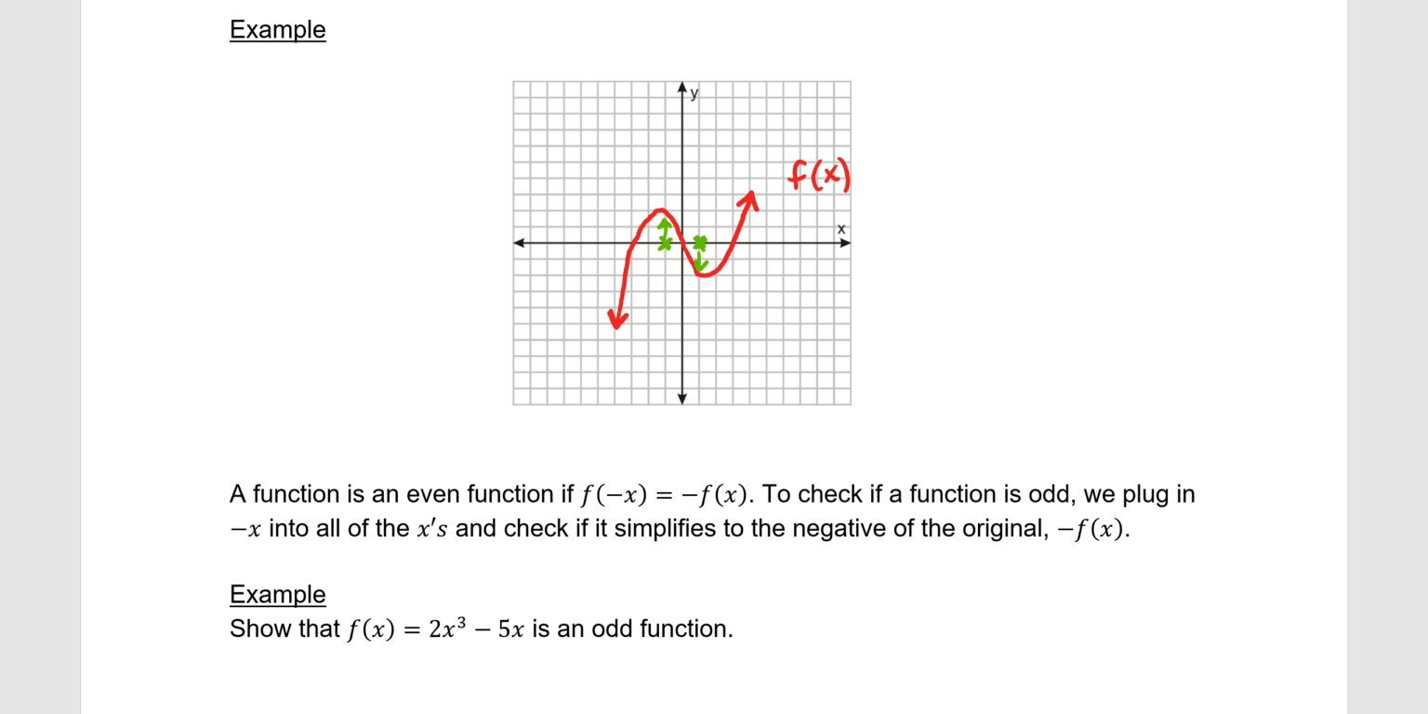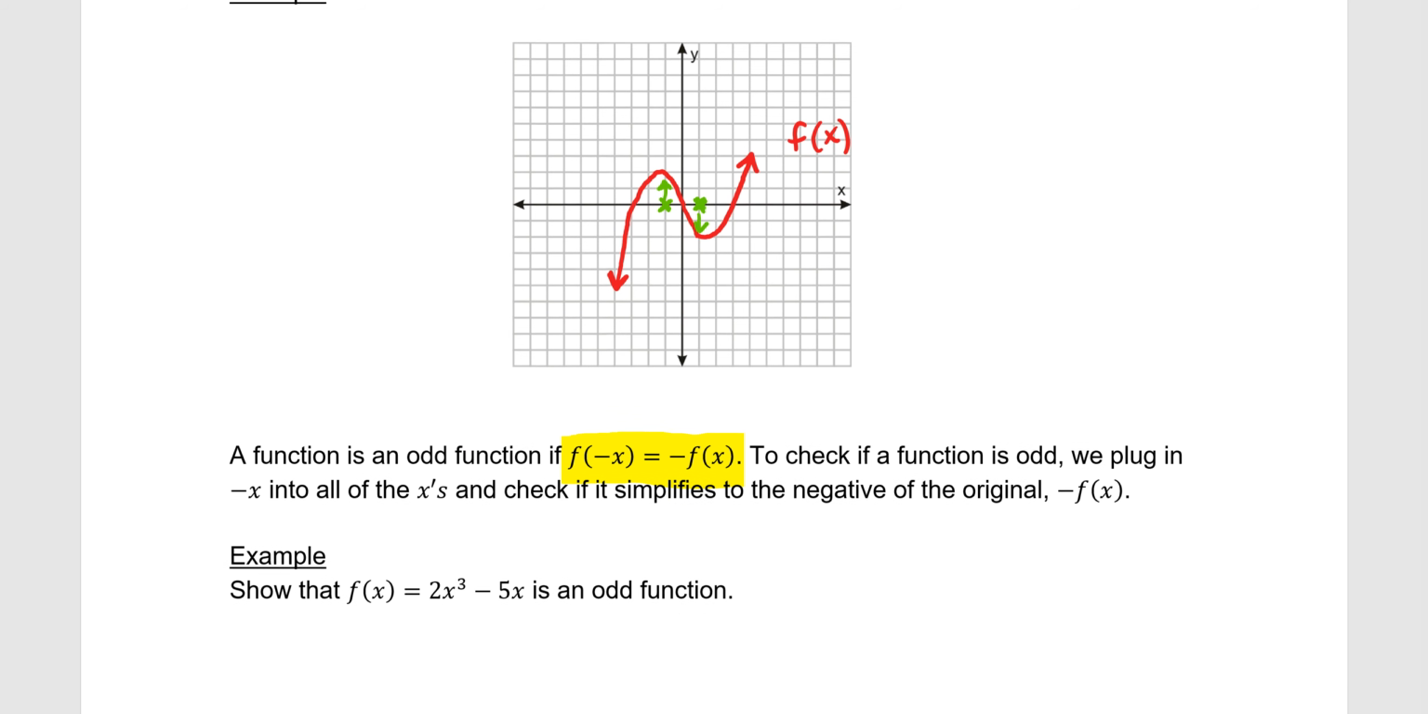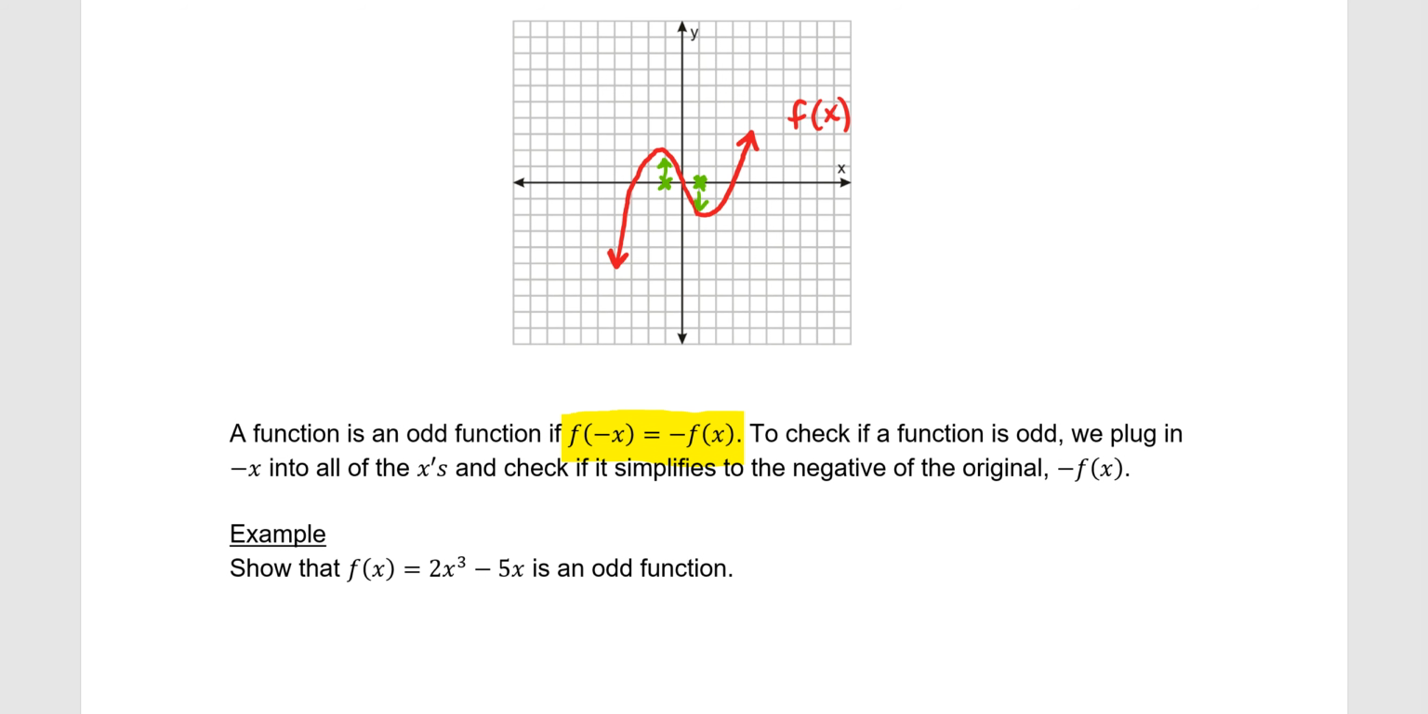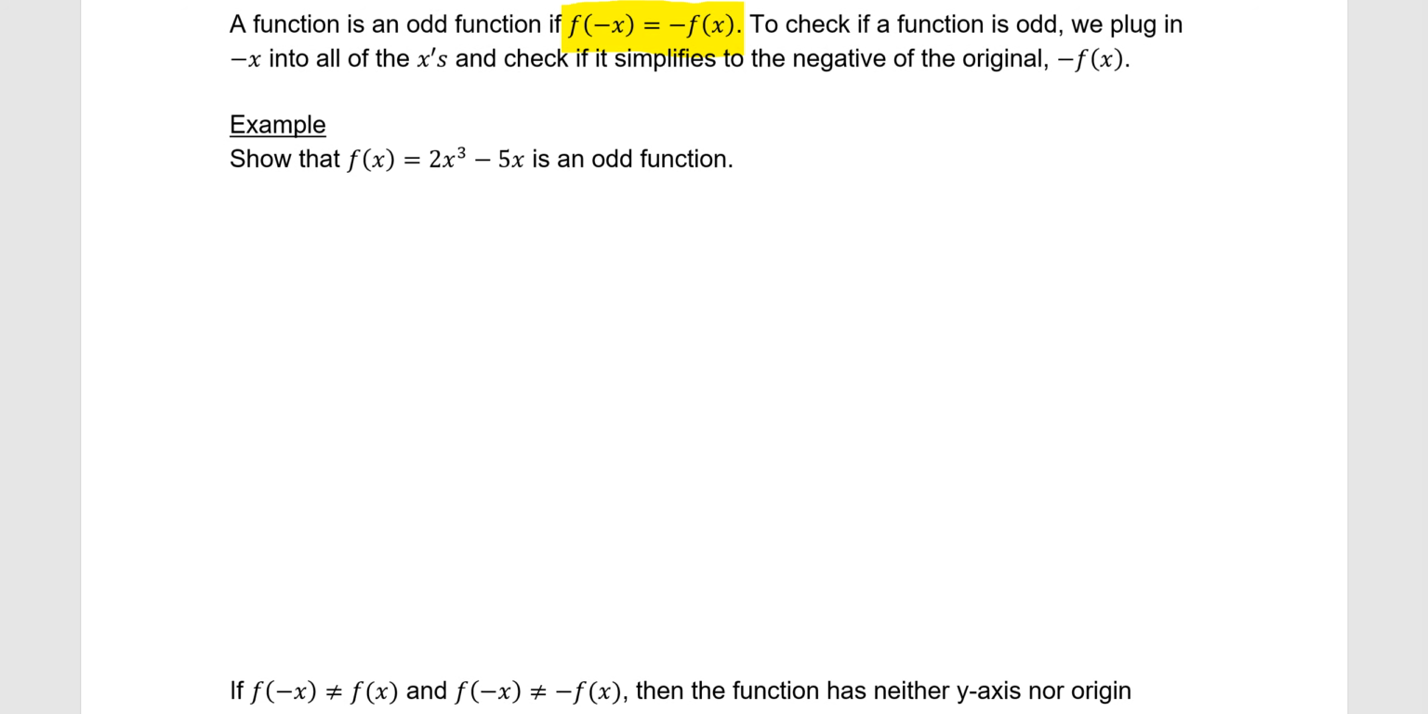So in a more mathematical sense, this means that a function, this should say odd function down here, is an odd function if f of -x equals -f of x. That means if we plug in the negative x values, it's going to give us negative y values from the original. So to check if a function is odd, we plug in negative x's once again into all the x's. This time we're going to see if it simplifies to the negative of the original, negative f of x. So let's do an example of this one.